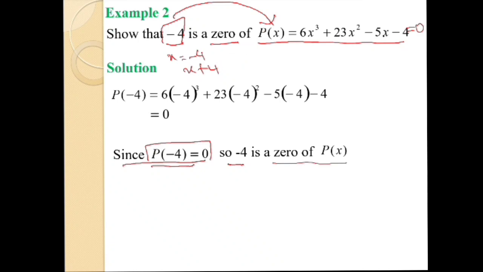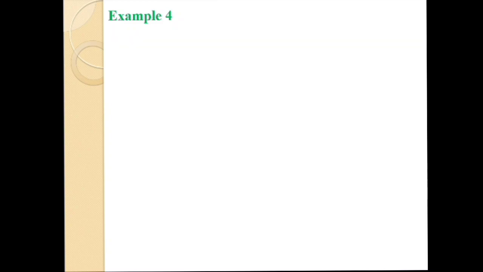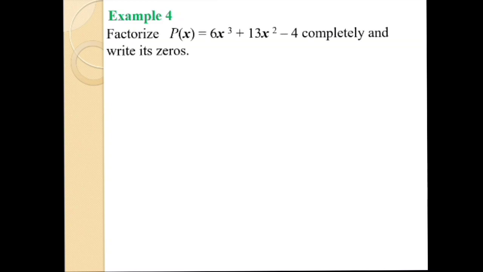Do the same method. Now I want you to try out example 3, and then we will discuss it in the next lecture. Now example 4. Factorize p(x) completely and write its zeros.